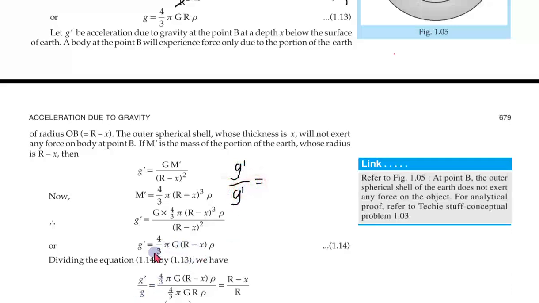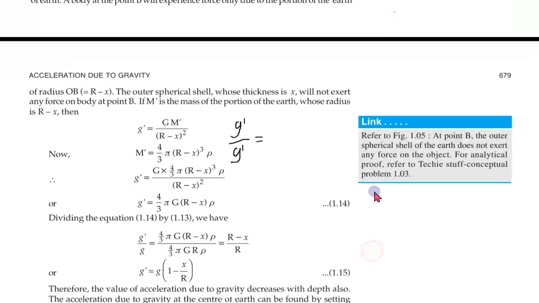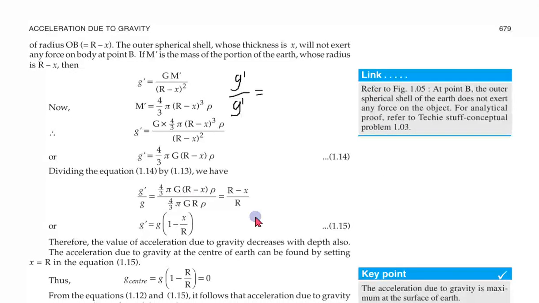Value divided by kilometer. So we can divide 4 by 3 pi, 4 by 3 pi cancel, G cancel, rho cancel. So we can write r.